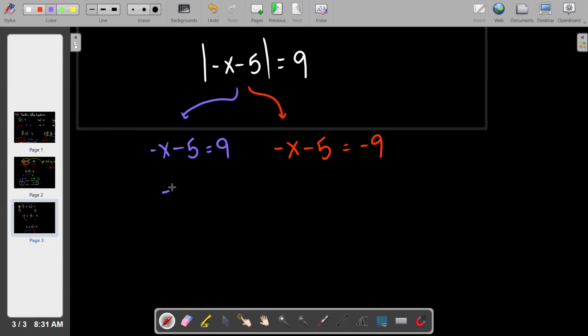We sure do all day. So negative x equals 14. Next step, divide by negative, -1, giving us x equals. Perfect. Red one, add 5. What does negative x equal? -4, divide both sides by a negative. What does x equal? And those are your two solutions.